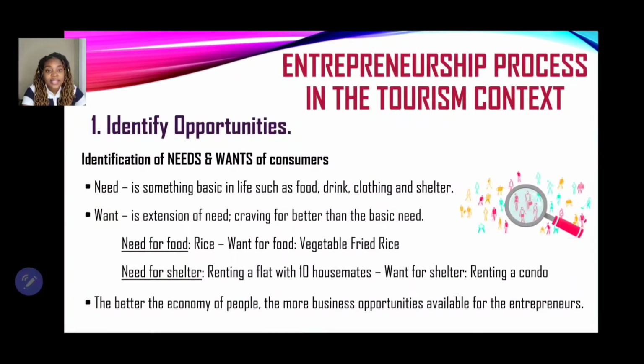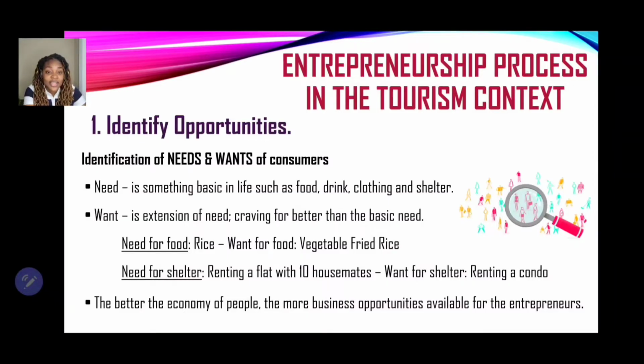Now, the first one is identify opportunities. How can we do that? Identifying the needs and wants of consumers. Good. Now, when we speak of need, guys, it is something basic in life, such as food, drink, clothing, and shelter. It is something that we cannot do without. As it relates to wants, it is an extension of need. For example, cravings for better than the basic needs. So something that we desire but we can survive without it, basically.